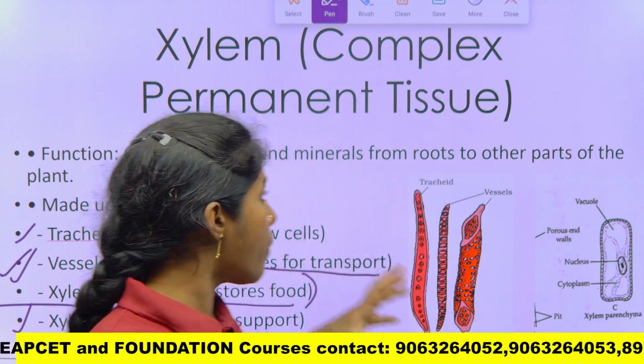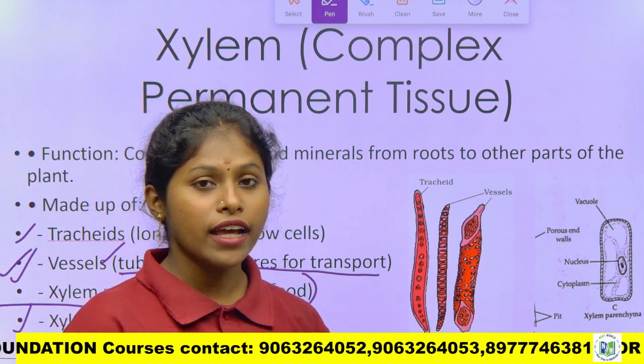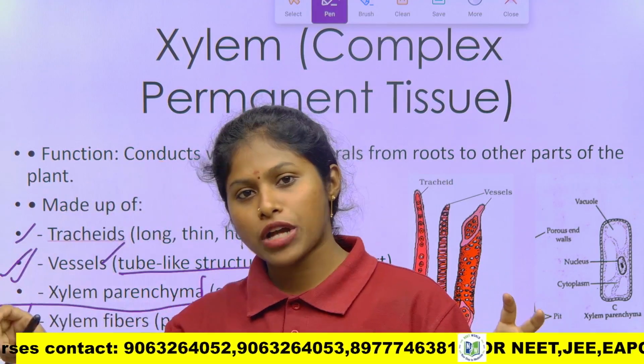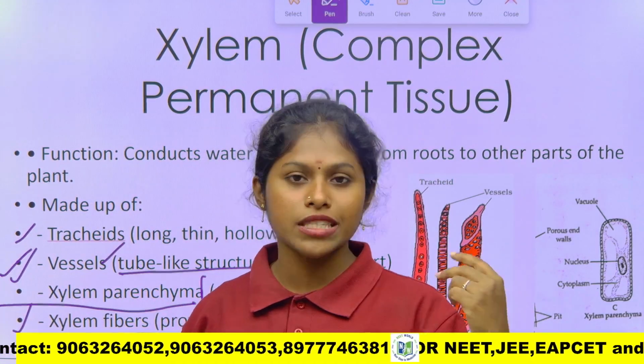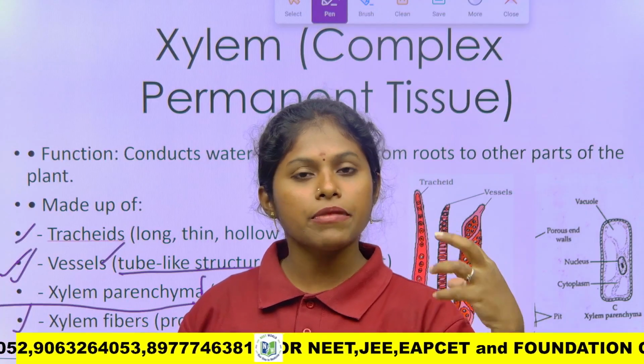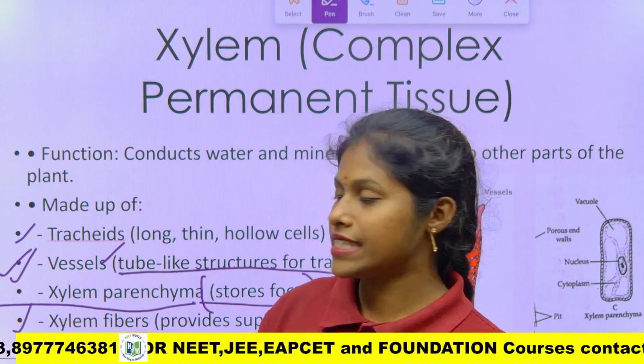The complex tissues arise from the meristematic tissue, right? And the permanent tissue has two main types: simple permanent tissue and complex permanent tissue. From the simple permanent tissue only, the complex permanent tissue arises, right?